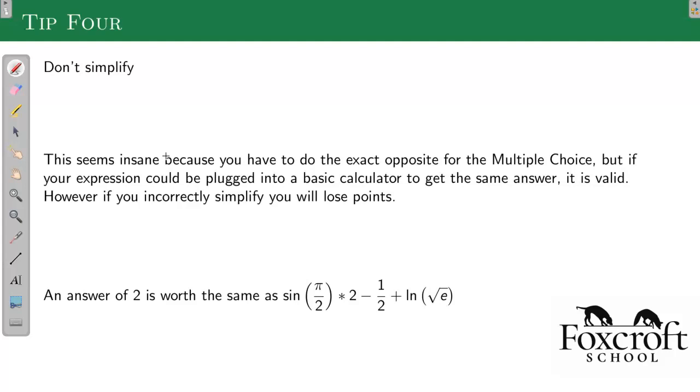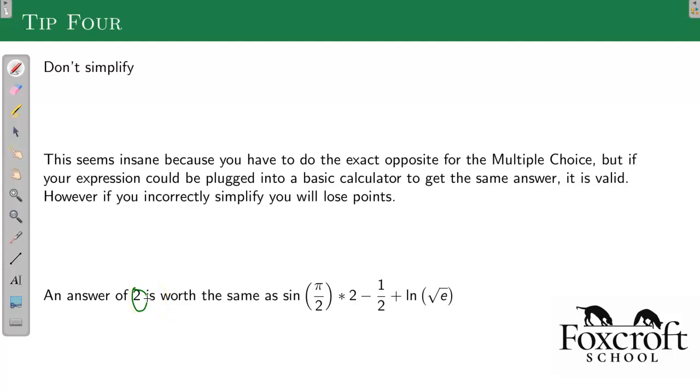The readers during the AP grading will actually plug what you wrote in, and make sure the decimal equals the actual final answer. So if you took all the time to simplify it and it got that 2, or you could leave it as this big expression, which also simplifies to 2, this is worth the exact same amount. All these are basic functions, so the sine of an angle, some multiplication and fractions, natural logs and exponentials. This is all basic calculator stuff, so this is worth the same amount as that.